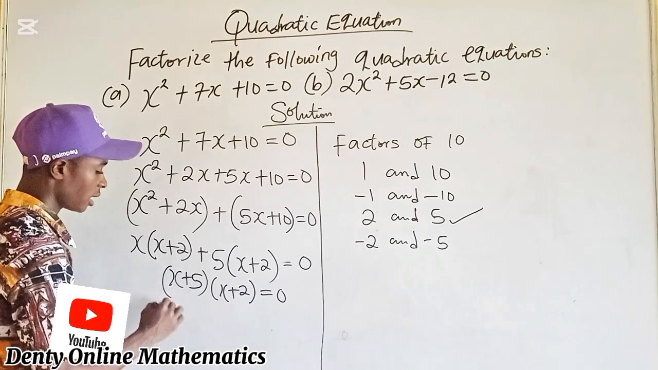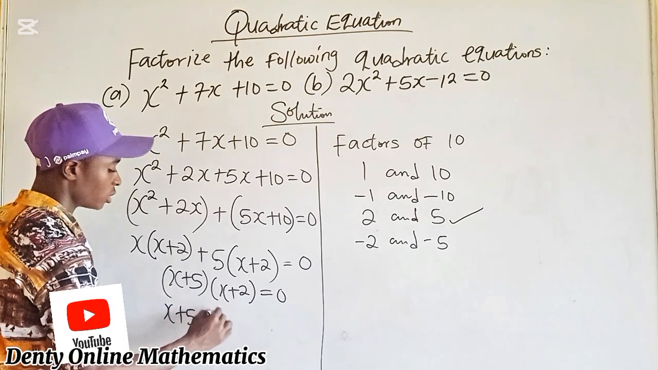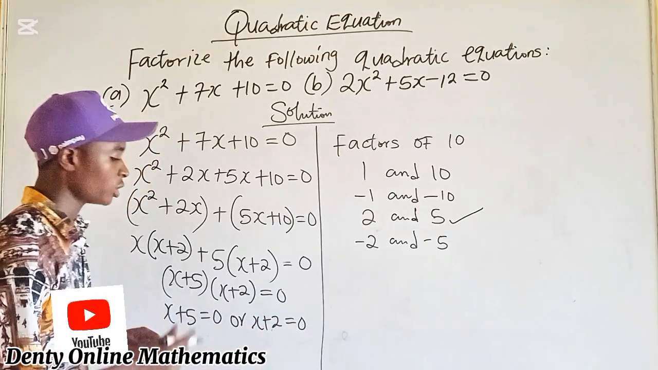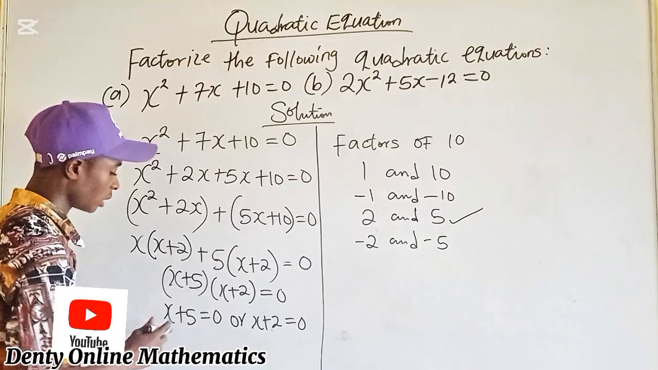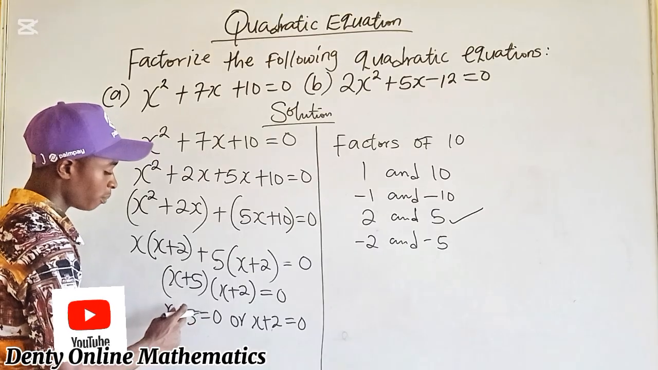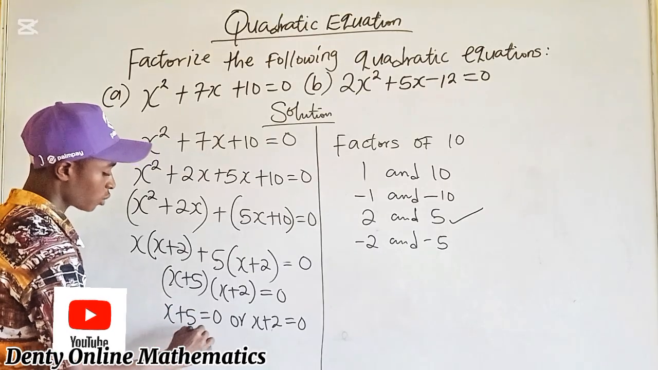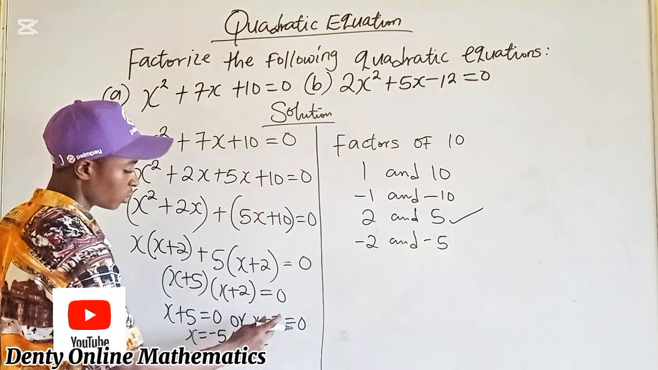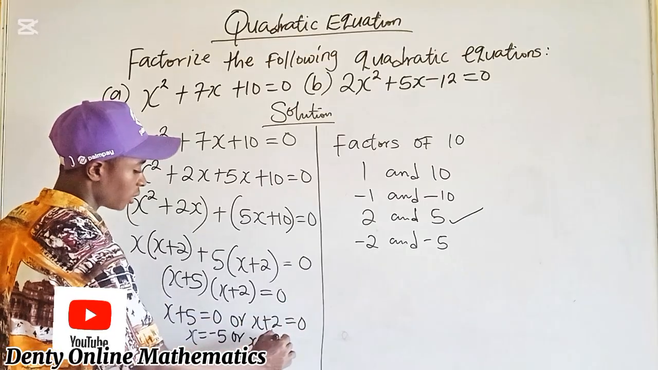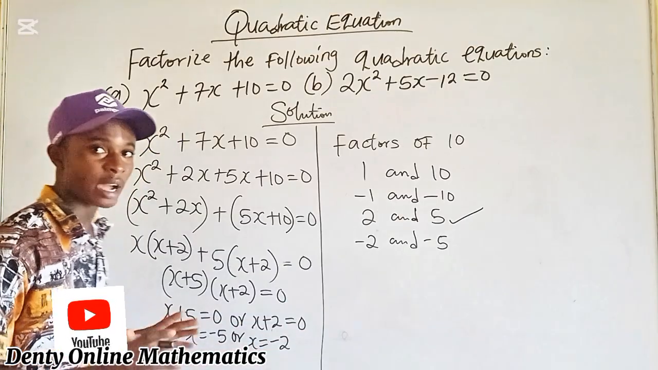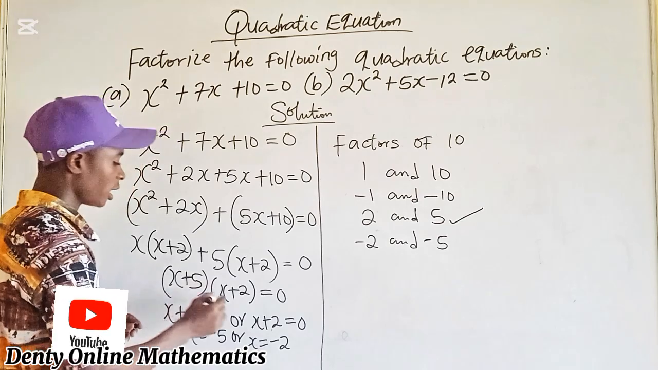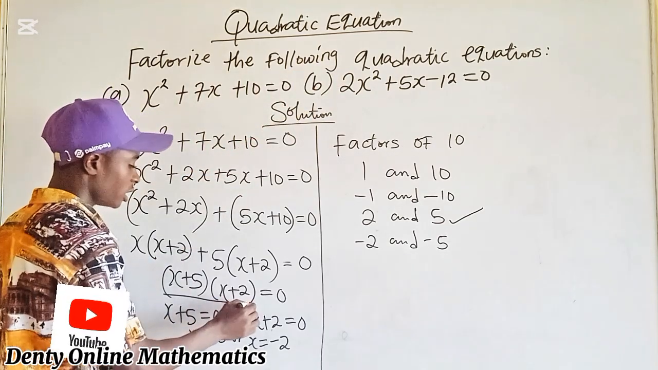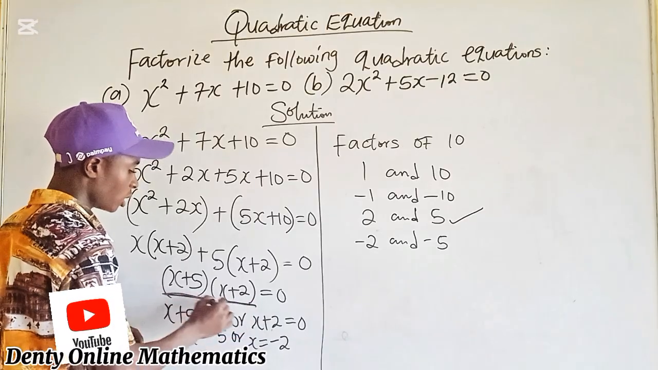So at this point, x plus 5 will be equal to 0, or x plus 2 will be equal to 0 also. If positive 5 crosses over, our x will be equal to minus 5, or x will be equal to, when positive 2 crosses over, minus 2. But remember, if you're factorizing, this is where you will stop. Since we are asked to factorize this quadratic equation, this is where we are supposed to stop.